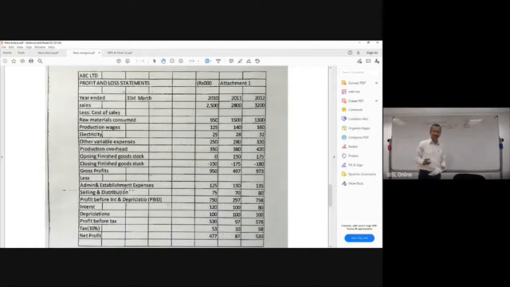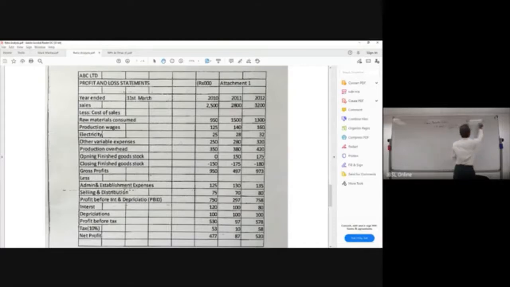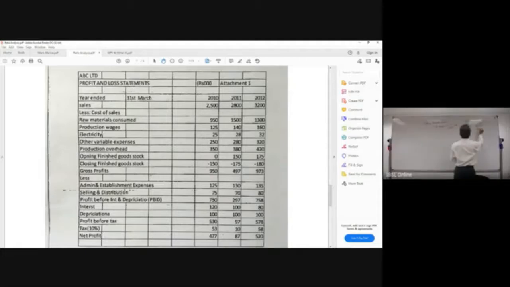What is the answer? 17.75%. Okay. Right. Then for 2012, what is the gross profit? 973, divided by the sales, 3,200. That is 30.41%. Okay. Correct.